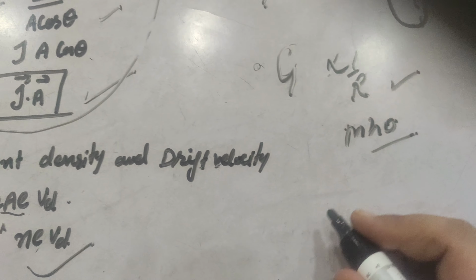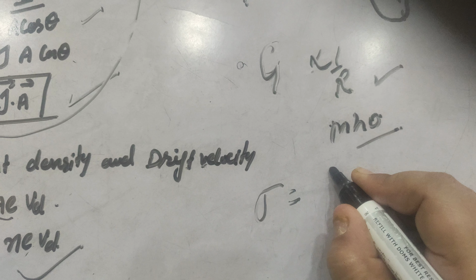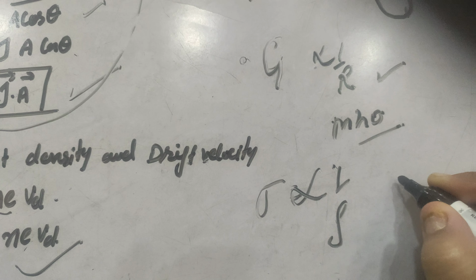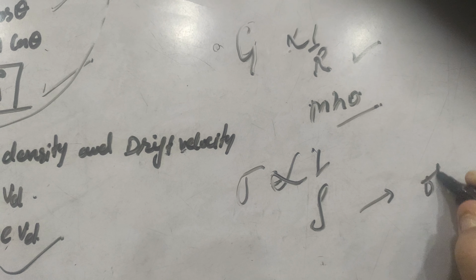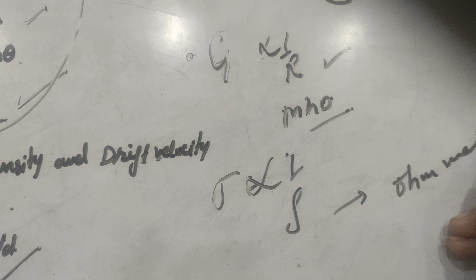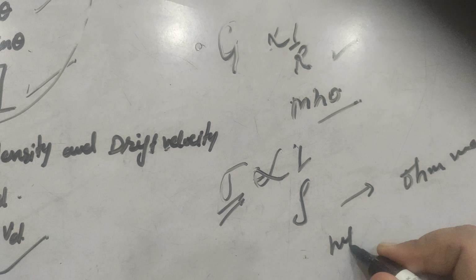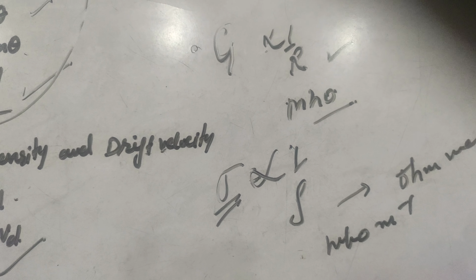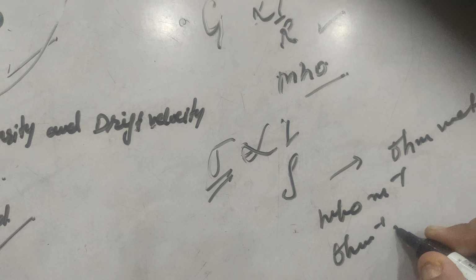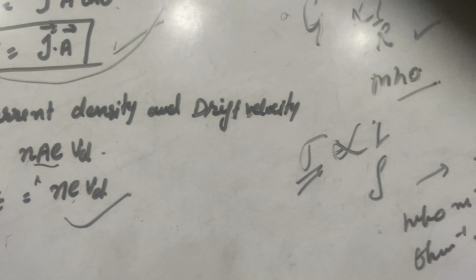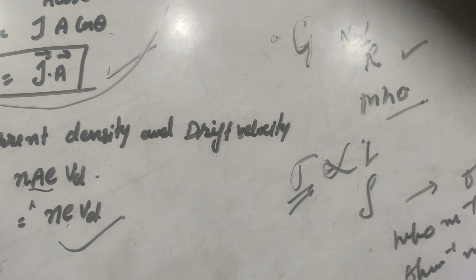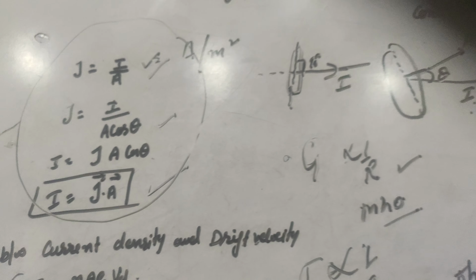And accordingly conductivity sigma is inversely proportional to resistivity. Resistivity units are ohm meter, so accordingly the reverse of this is mho meter inverse, or ohm inverse meter inverse, or Siemens inverse meter inverse. So these are the different definitions that you need to know about it.